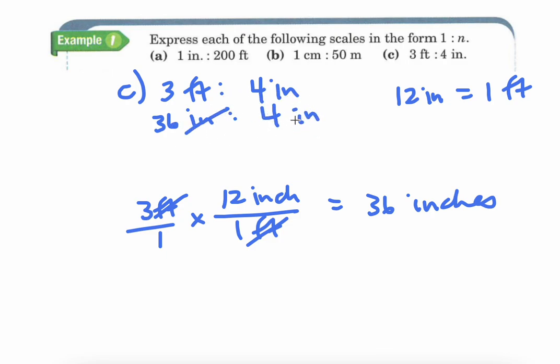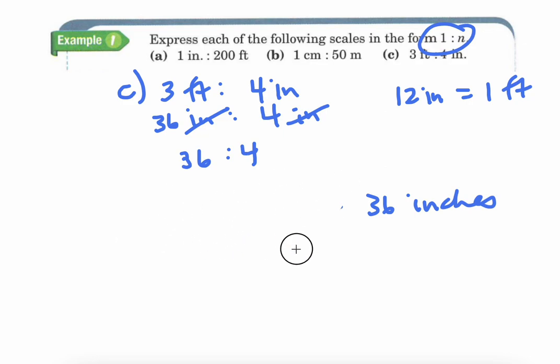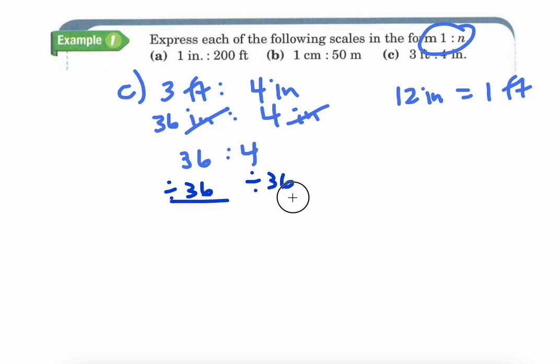Okay, normally I would just get rid of these units and then I put 36 to 4. However, the problem wants me to write it as 1 to n. So I'm not done yet. I need to get that 36 to become a 1, and I need to do the same thing to both sides. That's not bad. How can I get 36 to get to a 1?